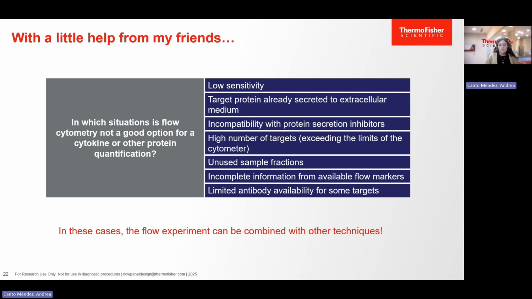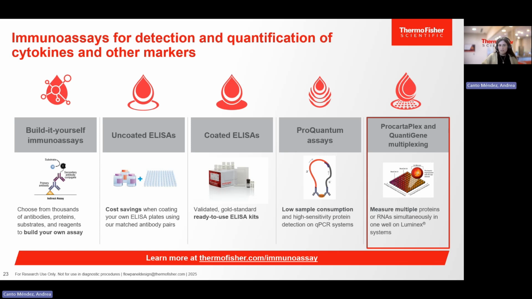And also we have to consider that sometimes the antibody availability for some targets is reduced in the market, so we need to take different avenues to detect our desired cytokines. In all these cases, the flow experiment can be combined with other techniques, so these little friends can help us achieve our goal and address our question. And as I mentioned before, the immunoassays will be coming to the rescue in this type of situation.